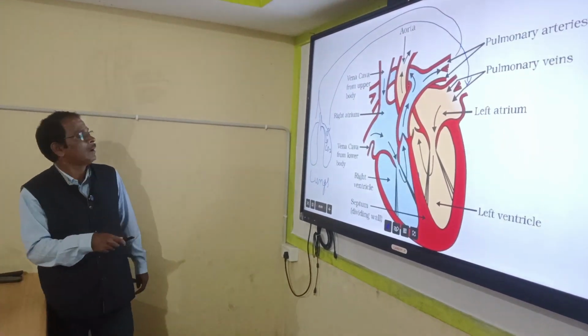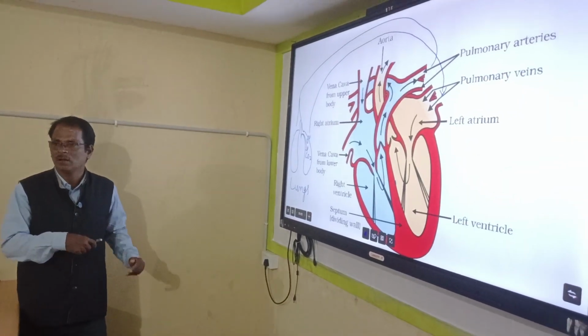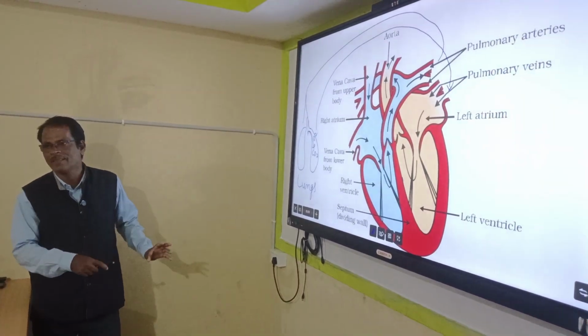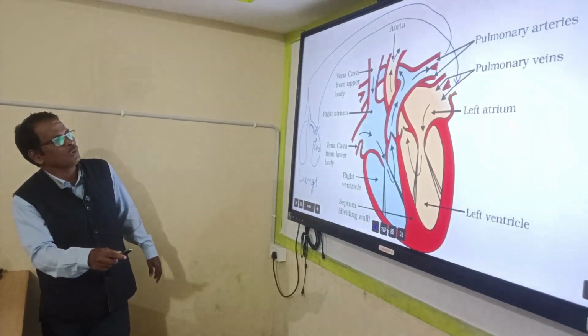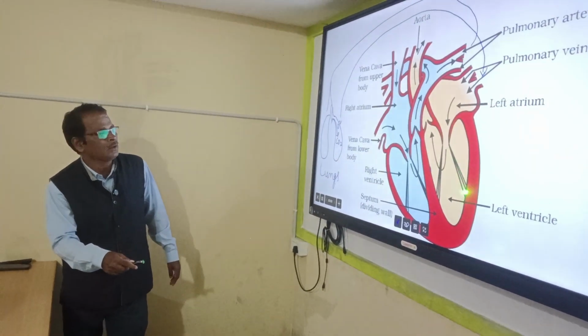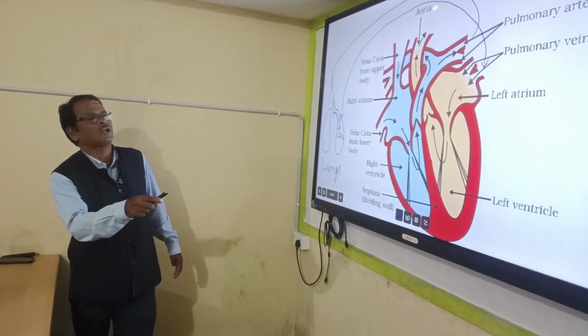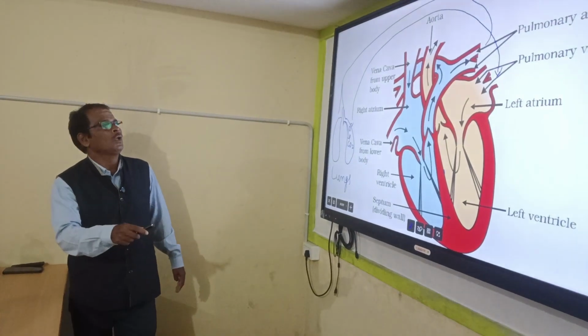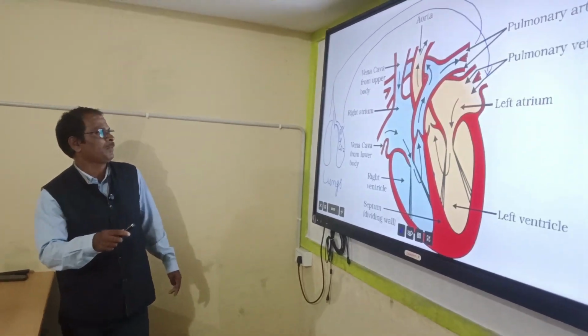In the lungs the blood will be purified, and purify means it will remove the carbon dioxide and add the oxygen. Once again oxygen-containing blood will come to the left atrium and left ventricle, and it will supply once again through the aorta to all parts of the body. So there is one circulation from the left ventricle to all parts of the body.